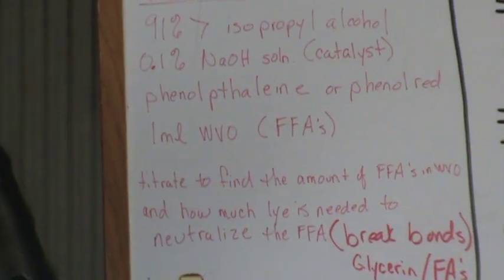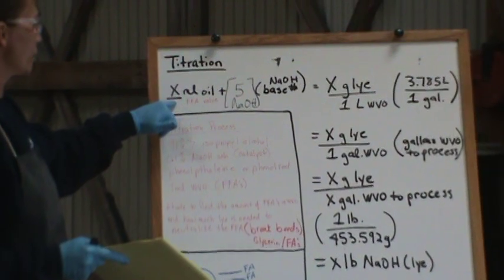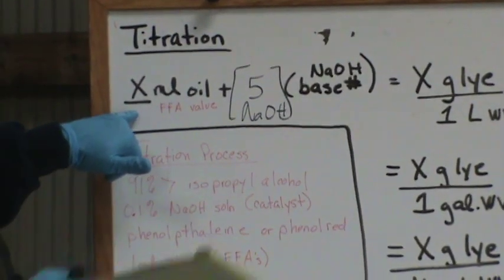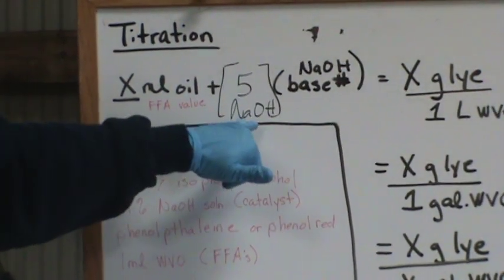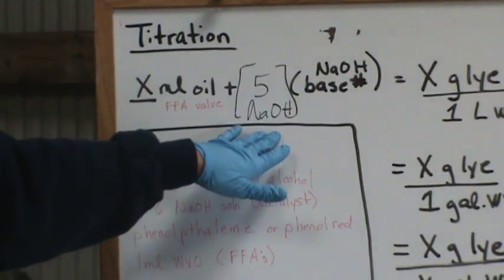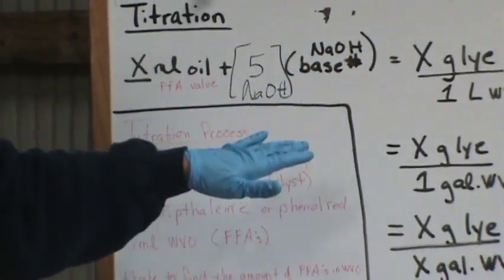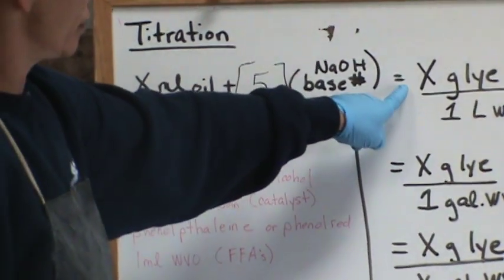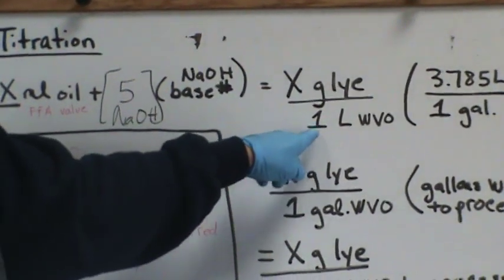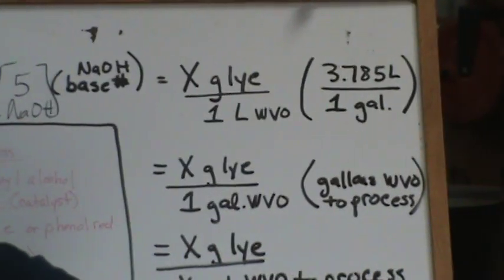So here's the calculation. We'll go over it. You're going to have a sample of oil, of waste oil, that you collected out of your process. Through chemistry, we know that I'm going to use this number 5 as my coefficient for sodium hydroxide. That's my base number. And this is going to tell me how many grams of this lye or sodium hydroxide I need to convert 1 liter of my waste vegetable oil into my free fatty acids, okay?